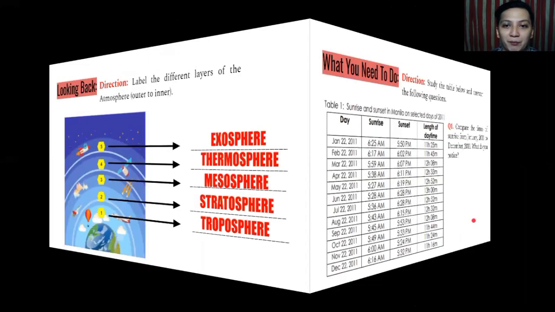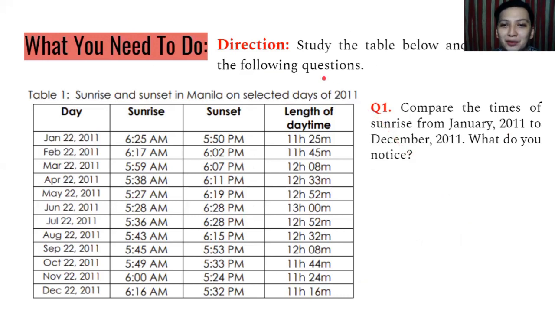Okay? So another thing to do, all you have to answer is this table. We have question number 1 up to question number 6, if I'm not mistaken. So direction, study the table below and answer the following questions. So this is the table that you need to study. We have here sunrise and sunset in Manila on selected days of 2011. First column, we have the day. Second column, we have the sunrise. Then the third column, we have the sunset. And the fourth column, we have the length of daytime.